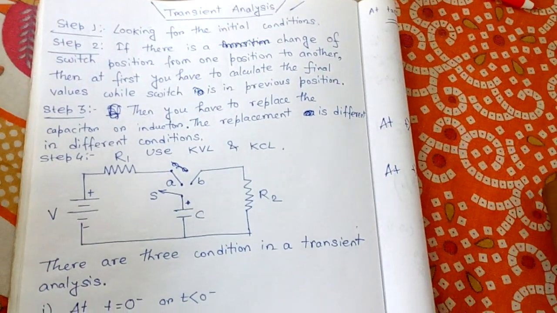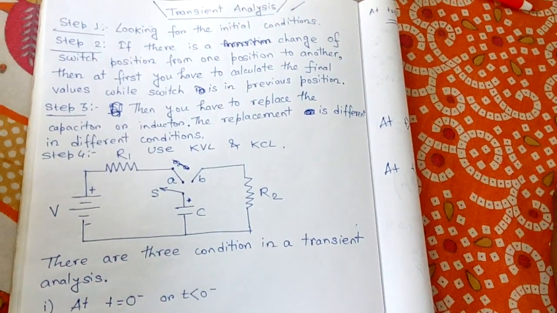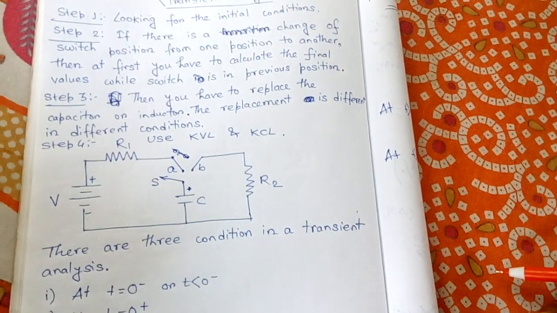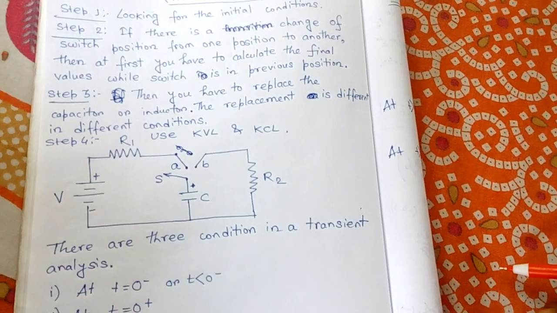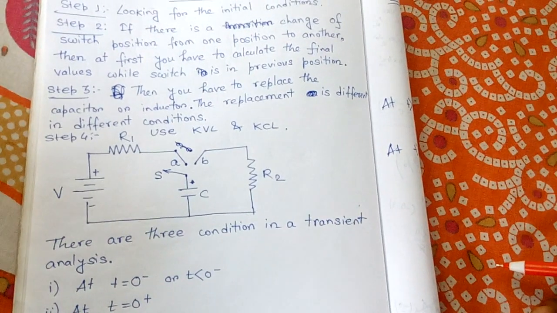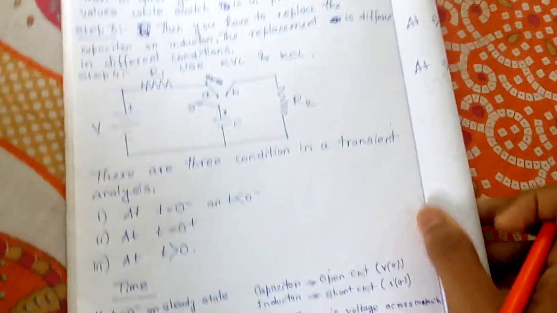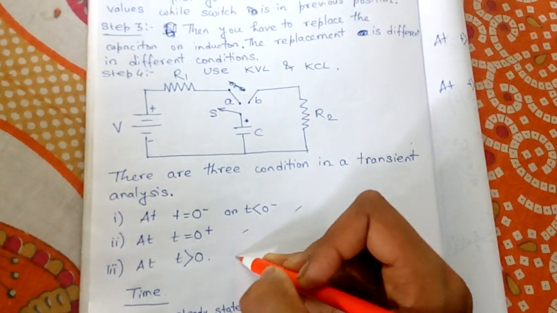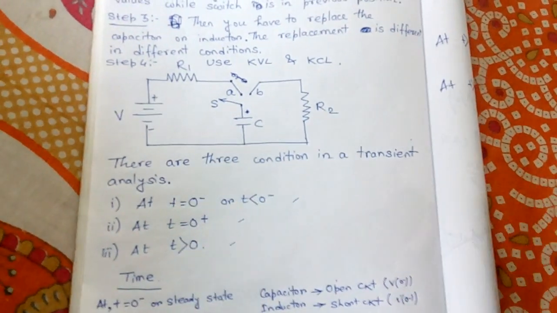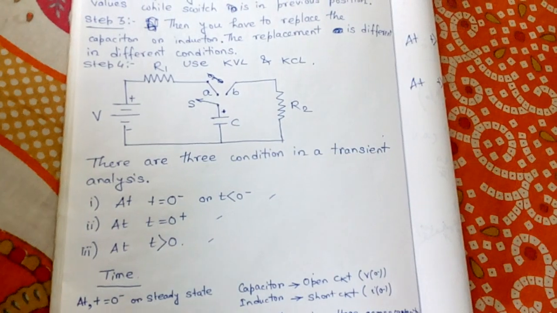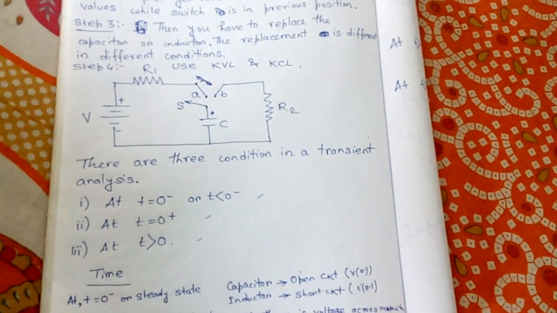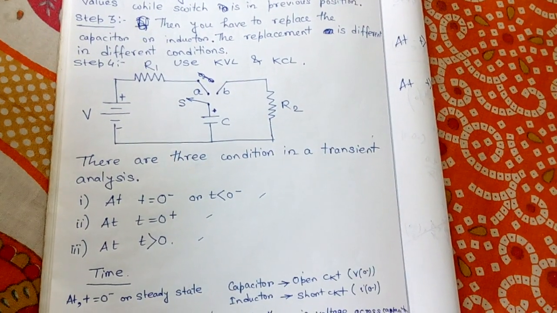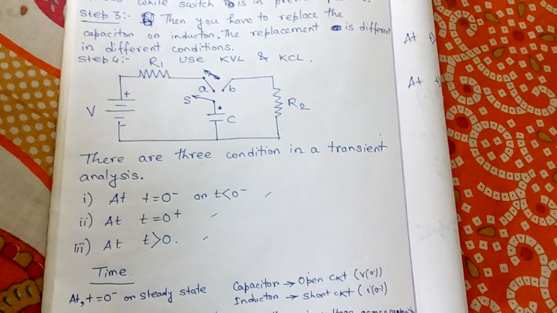Everyone, today our lecture is all about transient characteristics. I will show you how to tackle any transient problems in a very short way. For this you have to know these three time characteristics, and according to these time conditions, you have to replace the capacitor, inductor and resistor in the corresponding circuit.